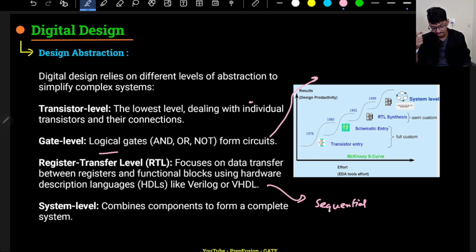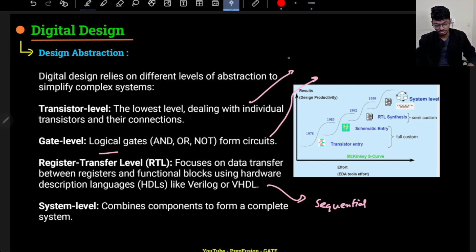Okay, and in transistor level, basically we have to decide whether the next transistor will be on or off in that particular state, right? But that is very tedious for us to decide. That's why we moved on to this, and then we moved on to the higher level of abstraction.